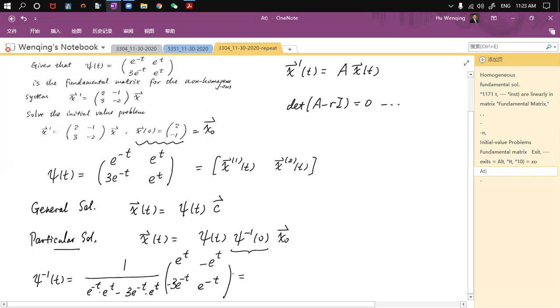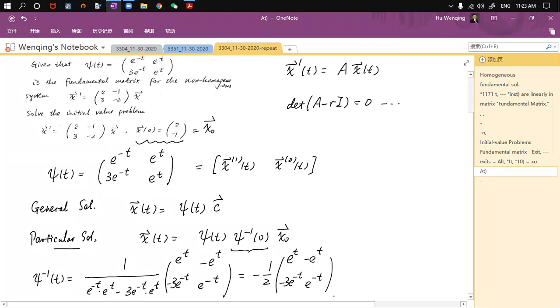Once you have this, you see that this is minus 1 over 2 of the matrix with e power t, minus e power t, minus 3 e power minus t, and e power minus t. So that's going to be psi inverse of t. Once you have this, you know that psi inverse of 0, just put t equal to 0 here, is going to be minus 1/2, remember there's minus 1/2 as a factor in front, multiplied by the matrix 1, minus 1, minus 3, 1. So that's psi inverse of 0.